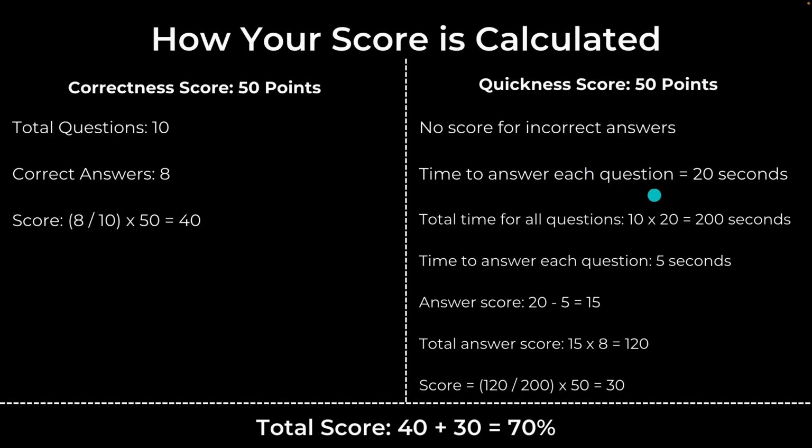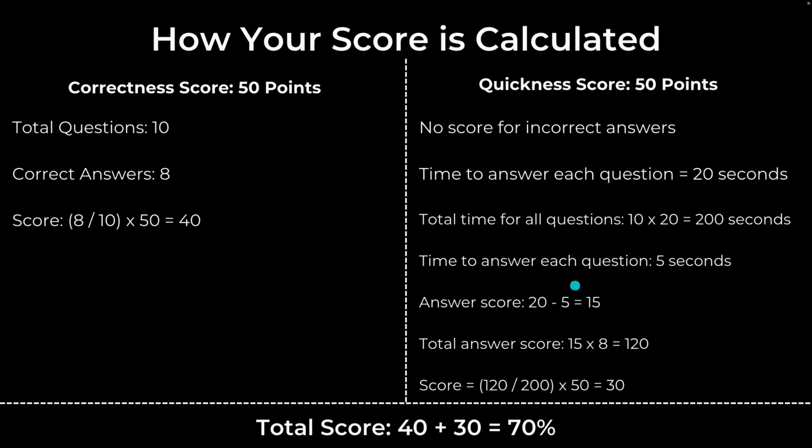Now continuing with our example, let's say the host has set the seconds per question to 20. This is fully controlled by the host. The host of the trivia session can set how much time they want you to spend on each question. So in this example, we have 20 seconds set by the host. For all those questions, it will be 10 times 20, which gives you 200 seconds to answer all of the questions.